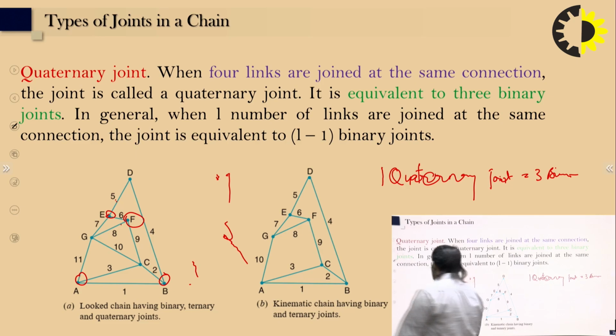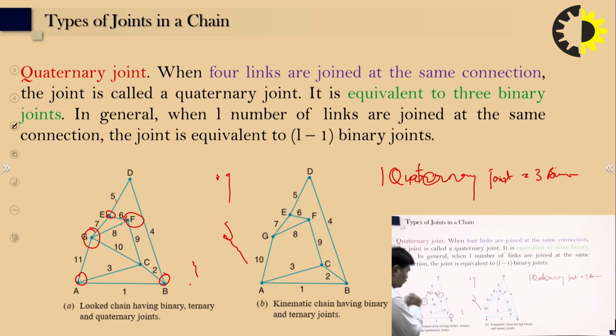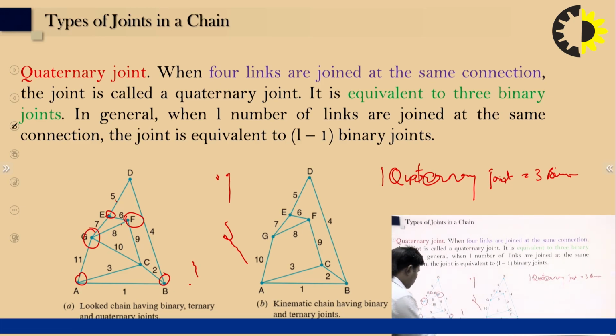So this is a quaternary joint. You can also see point C here: link 2 is connected, link 9 is connected, link 10 is connected, and link 3 is connected.